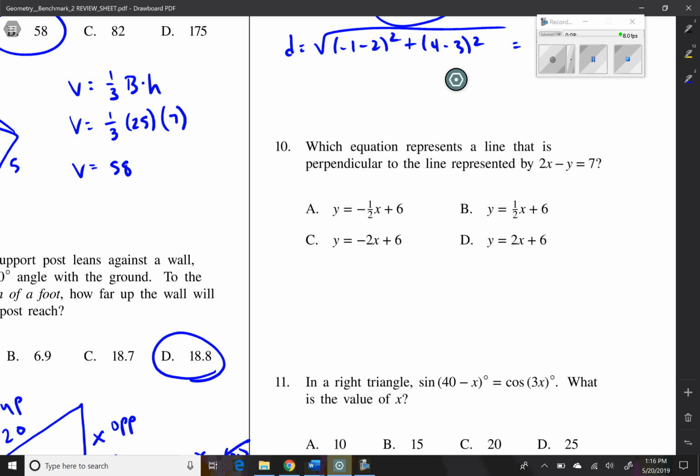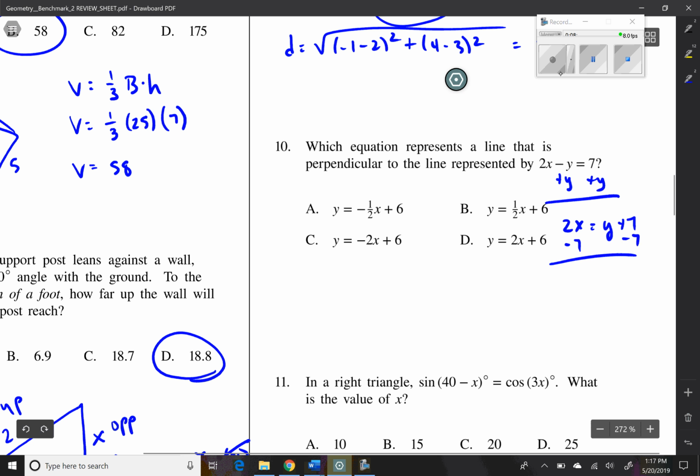Number 10, which equation represents a line that is perpendicular to this line? So to be perpendicular, it has to have a negative reciprocal slope. To determine slope, I need to get y by itself. So I have 2x equals y plus 7, subtract 7 from both sides, and I get y equals 2x minus 7. So the slope of this line is 2. So the perpendicular slope is -1/2.